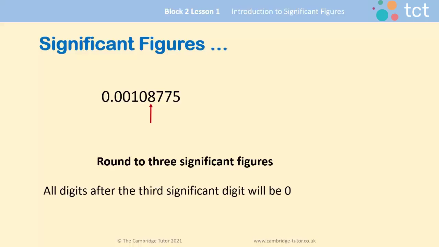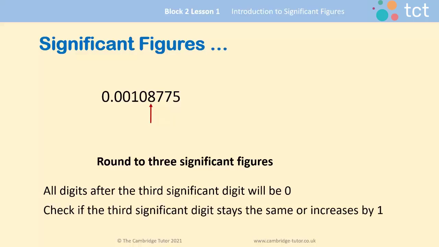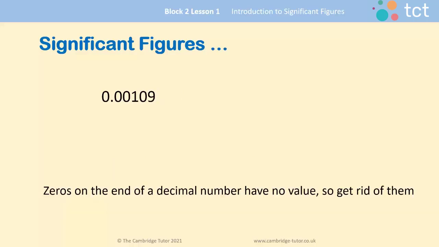We need to get rid of the rest of that number, but before we do, just check, do we need to keep that 8 the same or round it up to 9? We have a 7 beside it, so that 8 will become a 9. And remember, we don't need the zeros on the end of a decimal number.